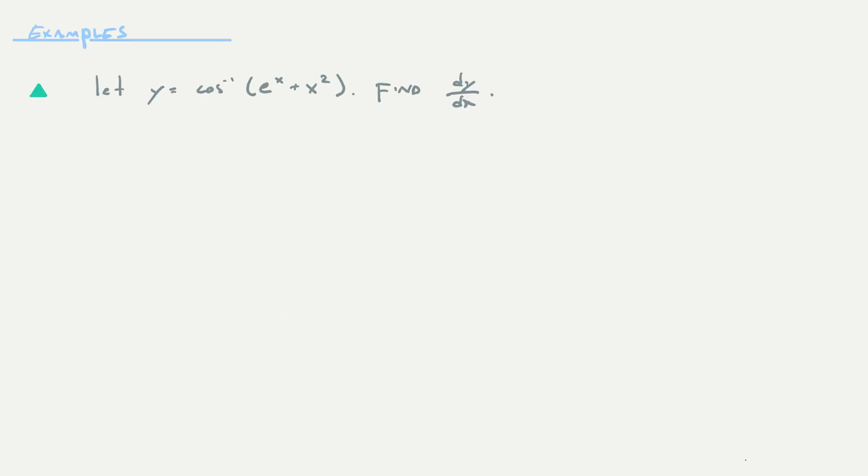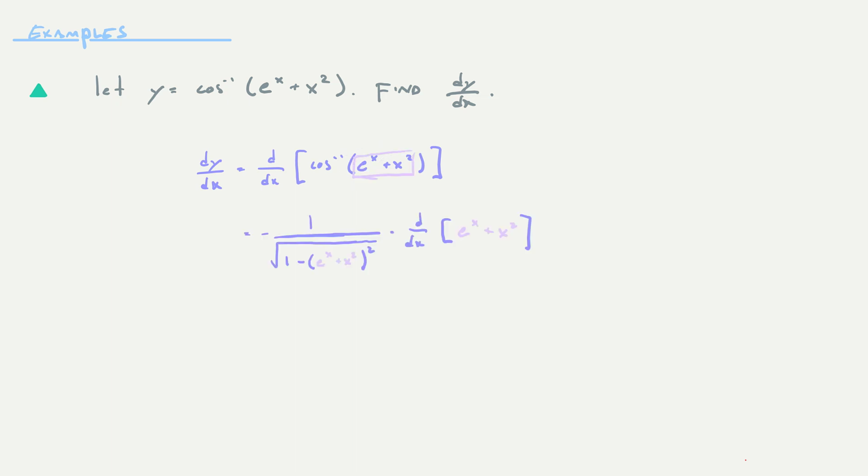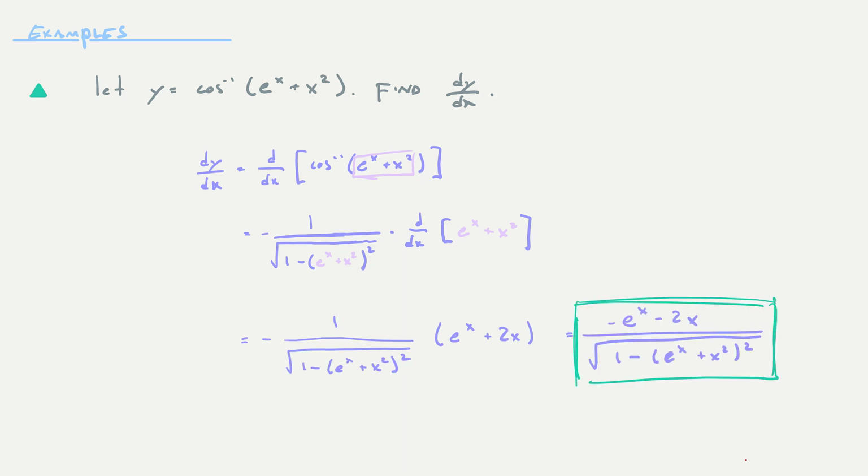All right, example number 1, pretty straightforward. Let y equal cosine inverse of e to the x plus x squared. Just differentiate this thing. It's a chain rule, right? You're going to have to use the chain rule on this thing. When you're using the chain rule, you take the derivative of the outer function first, which is cosine inverse. So we get negative 1 over the square root of 1 minus whatever it was in terms of, which is e to the x plus x squared, and then that thing is squared. And then you multiply by the derivative of the inner function, which is e to the x plus x squared. That's a power rule application. I just distributed the negative in the numerator, and we're done. I wouldn't simplify this any more than this right here.